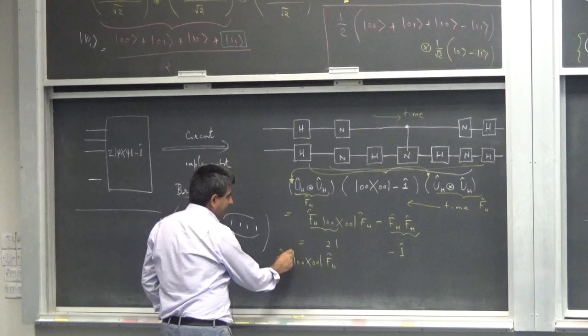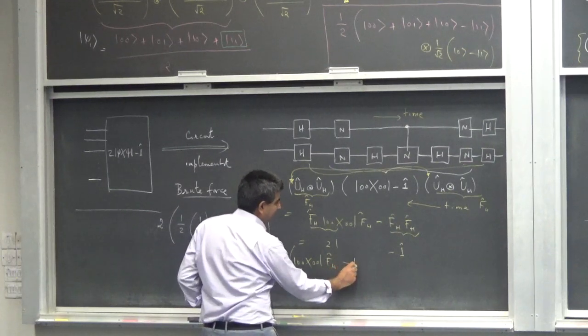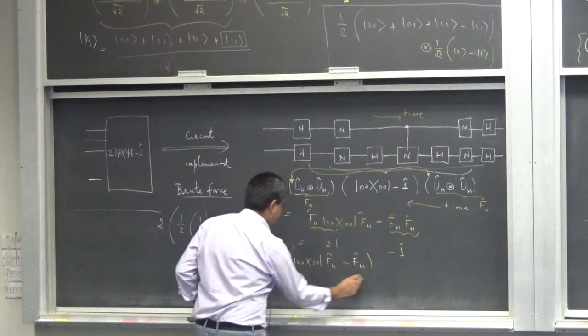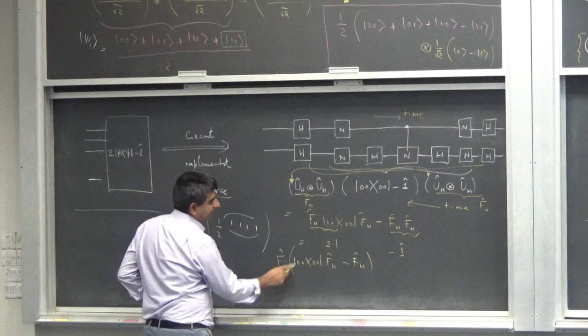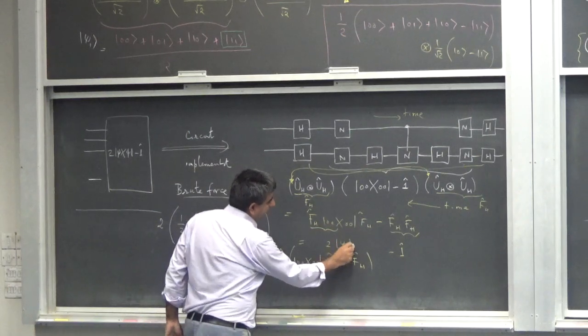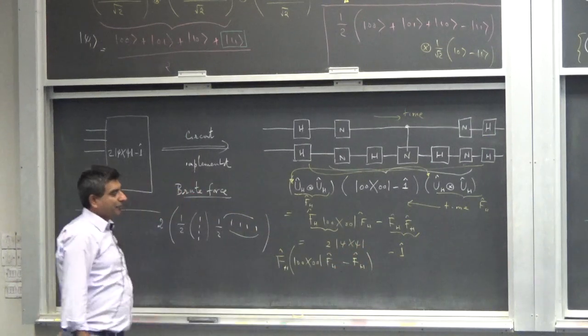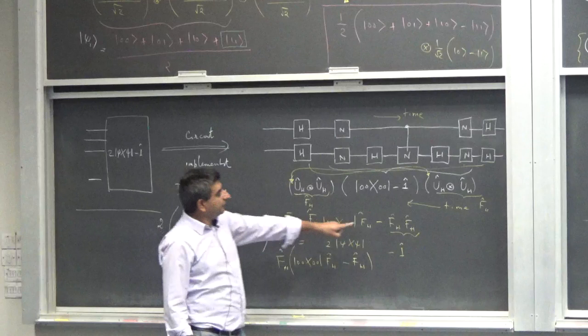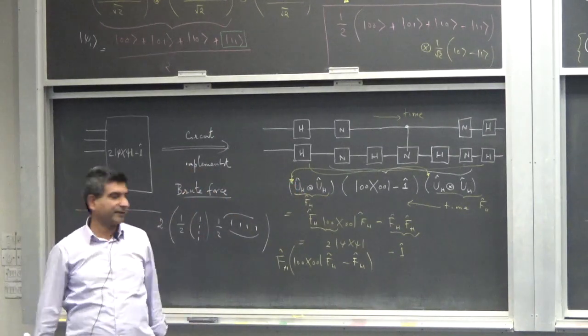Let's do this properly. FH 0, 0, FH minus FH. So this is exactly what I've written over here. So this turns out to be 2 psi, ket psi, bra psi minus 1. So you can work this out on your own. The Hadamard is its own inverse, so you put 2 Hadamards back to back, you get the identity matrix.